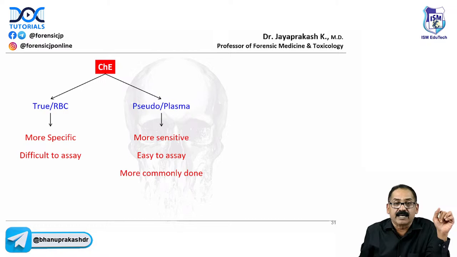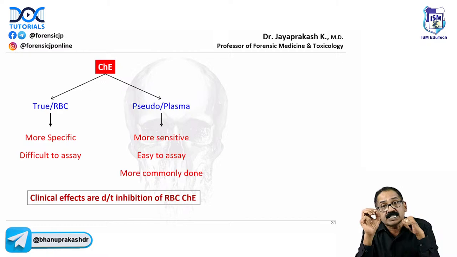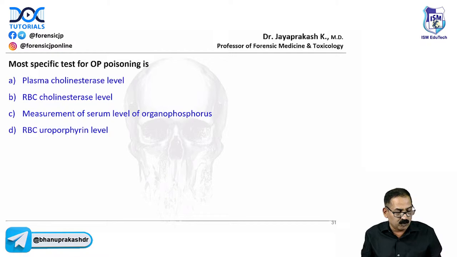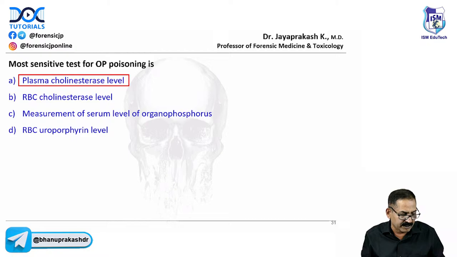But clinical effects are due to inhibition of RBC cholinesterase. Remember these 6-7 points. More specific test for organophosphorus poisoning is RBC cholinesterase. More sensitive test is plasma cholinesterase.